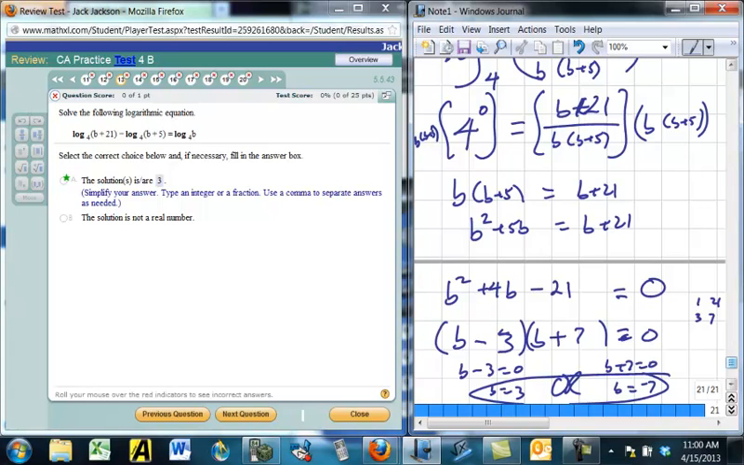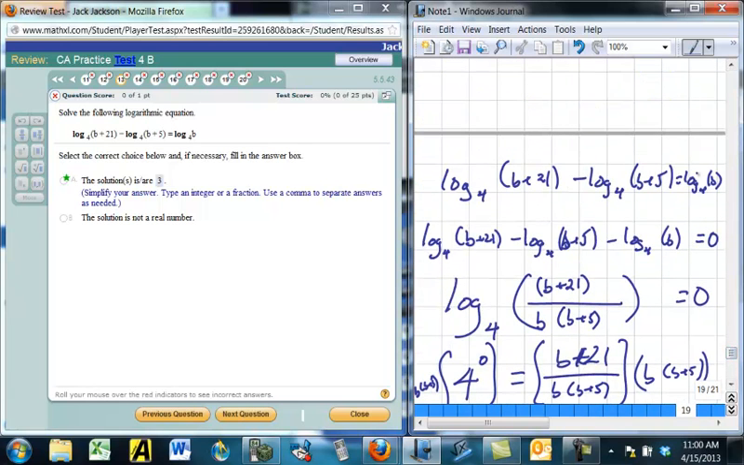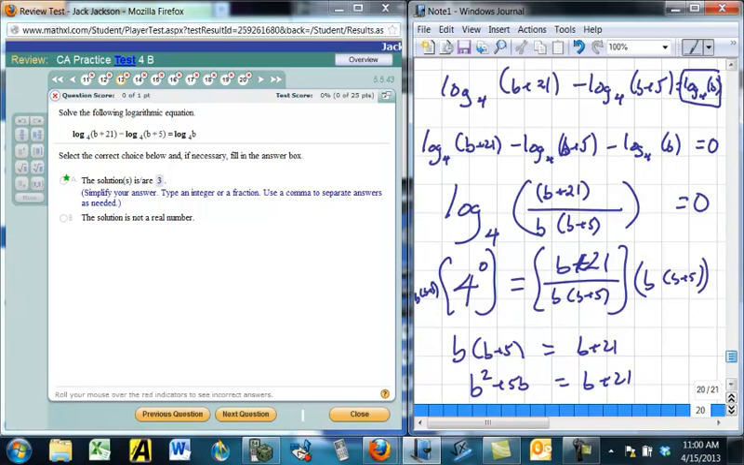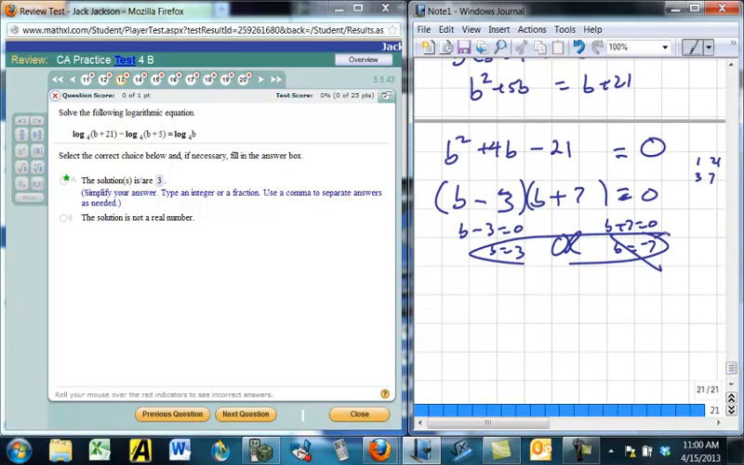Now, we do have to check them. Notice that on this side right here, you're taking the logarithm of b. So b has to be a positive number. So that's going to eliminate the negative 7. So that leaves only one left, b equals 3.